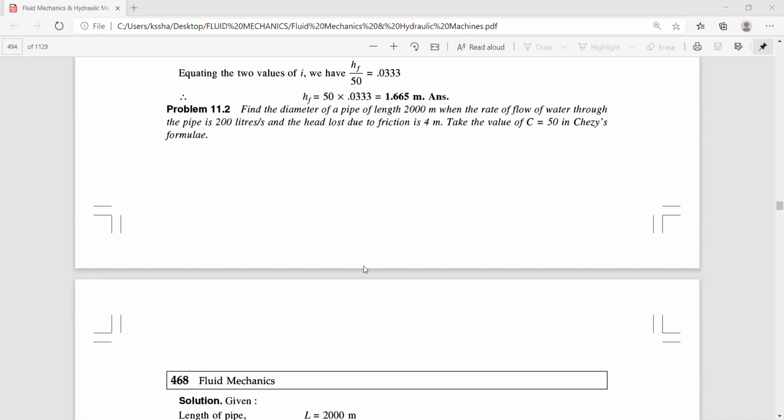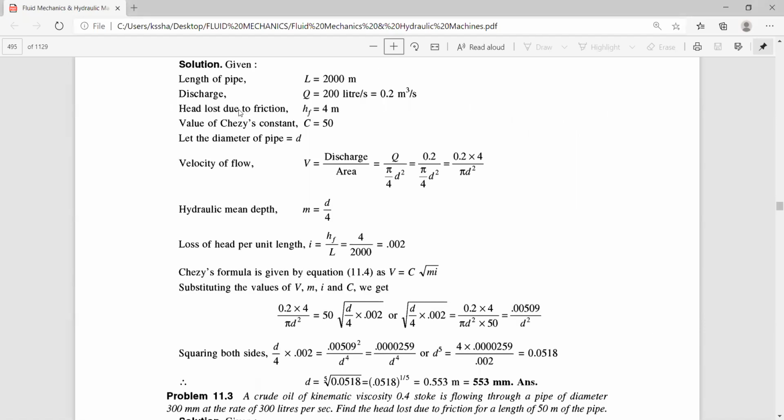Find the diameter of pipe of length 2000 meter. So length is given to you, 2000 meter. Next, discharge Q is given to you as 200 liters per second, LPS. So how you will convert this to meter cube per second? Divide by 1000. So it comes out to be 0.2 meter cube per second. Next is head loss due to friction, HF. It is also given to you in the problem itself. HF is equal to 4 meter. Next, value of C is constant, capital C is equal to 50. This much is given to you.